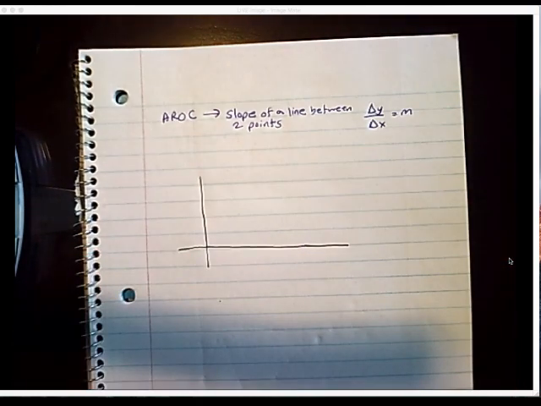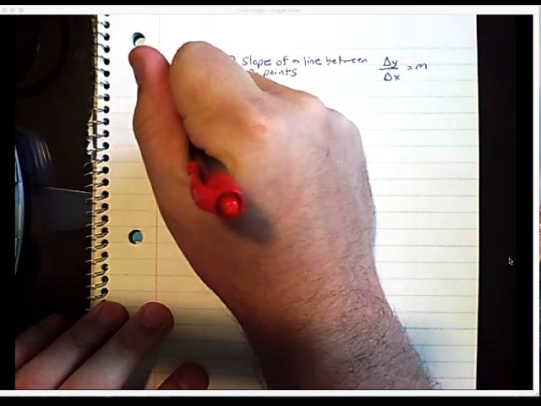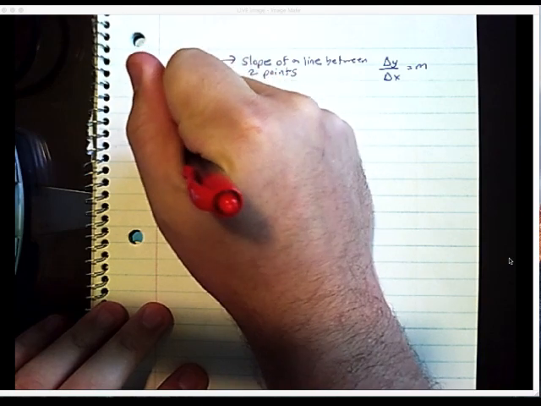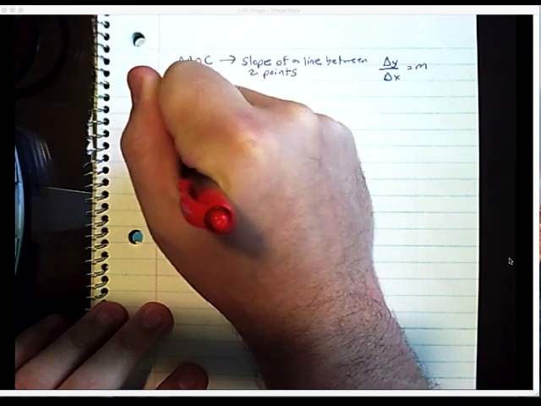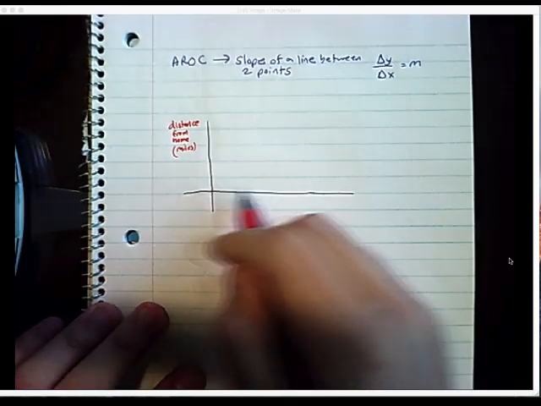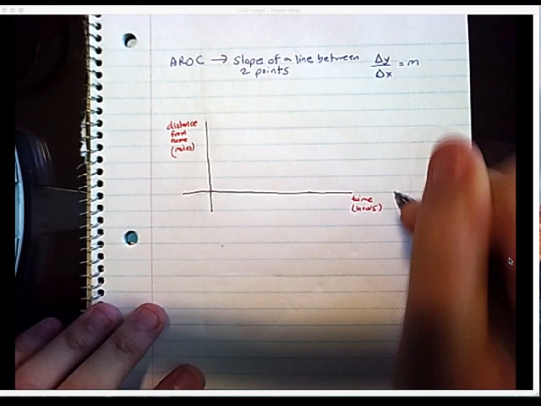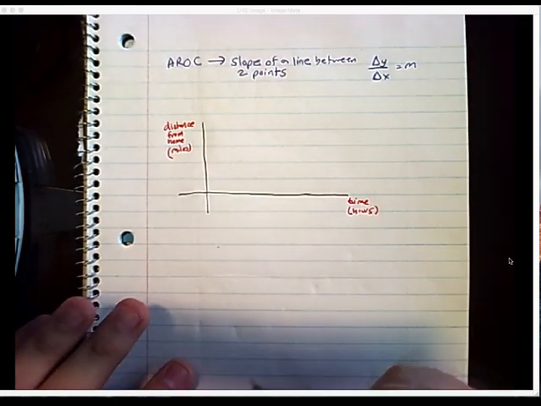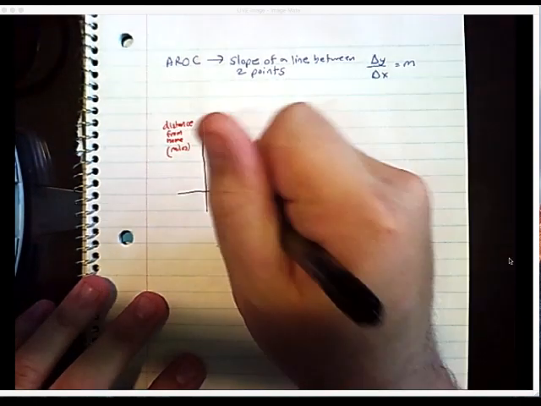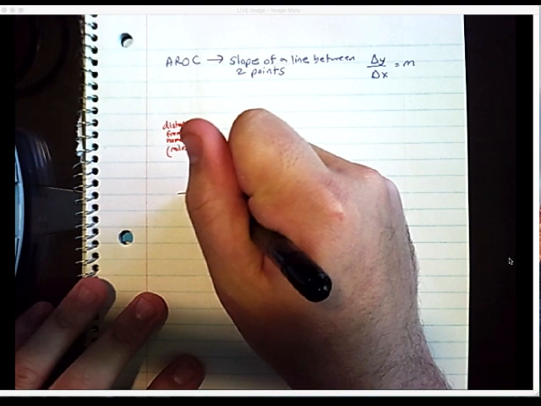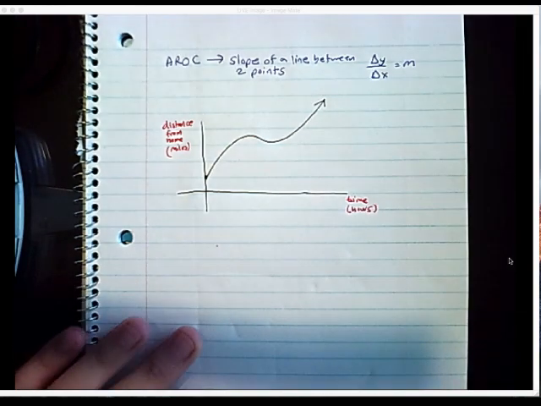So let's say I just draw a graph. And on the y-axis, we'll say distance from home, measured in miles. And on this axis, we'll say time, measured in hours. Okay? And whether you're on a bicycle or you're in a car, it doesn't really matter. Or you could be running or walking. Let's just say we have this type of function real quick.